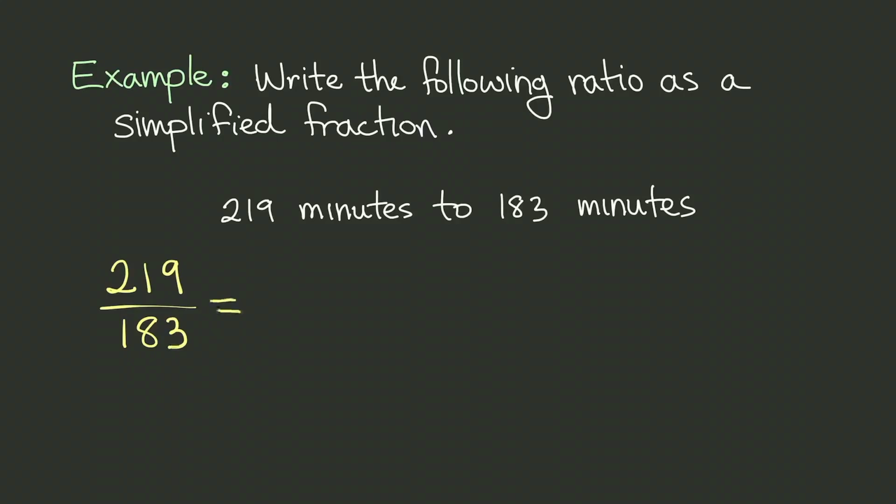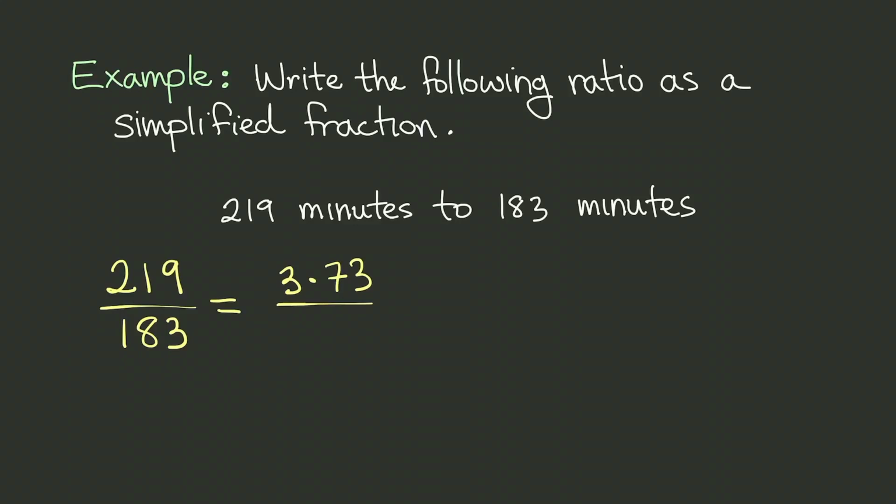Now, looking at this, 219, it's not obvious to me what divides it. And so I would just go ahead and start trying a few small numbers in my calculator. Obviously, 2 is not going to divide it because it's not an even number. But when you try 3, it turns out that 3 does divide 219, and it gives you 73. So 219 is 3 times 73.